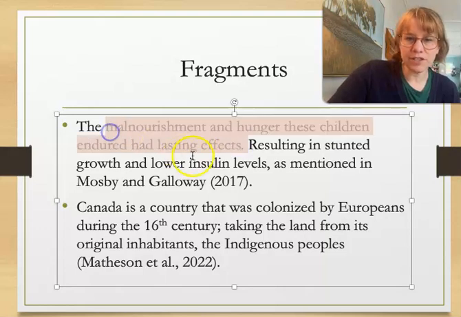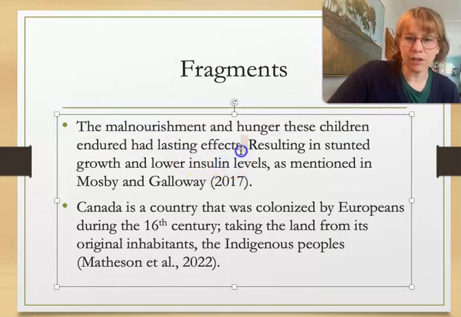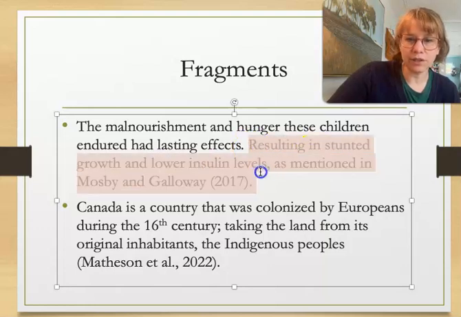So in some cases it's just a matter of, hey, this should be a comma, not a period, right? So they've actually put a period where a comma should be, and that would have fixed the problem. So the malnourishment and hunger these children endured had lasting effects. That's a good sentence. But then this one, resulting in stunted growth and lower insulin levels, as mentioned in Mosby and Galloway, is not a complete sentence.